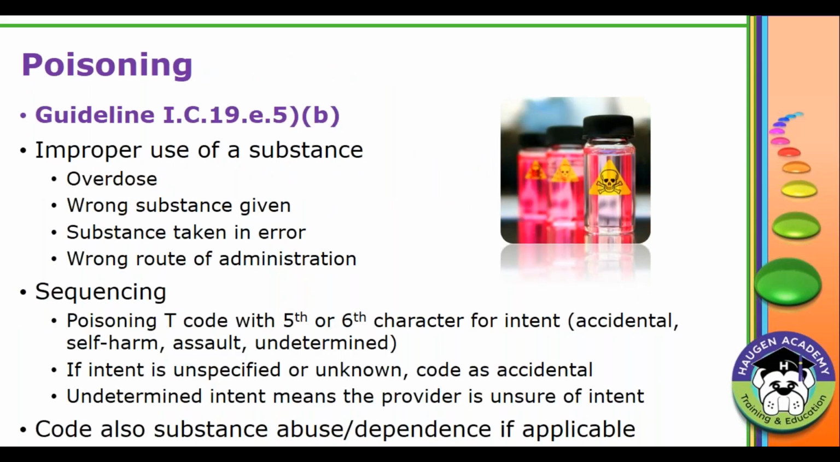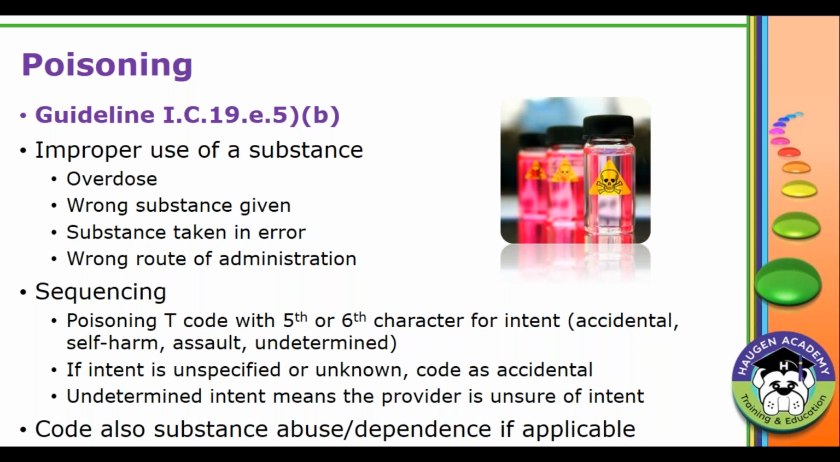So moving on to poisonings. Poisoning, again, is improper use of a substance, and that can either be an overdose, it can be the wrong substance given in error, it can be the substance taken in error, or the wrong route of administration. It can also be any substance that was taken with alcohol, because that will quite commonly create some sort of an interaction.